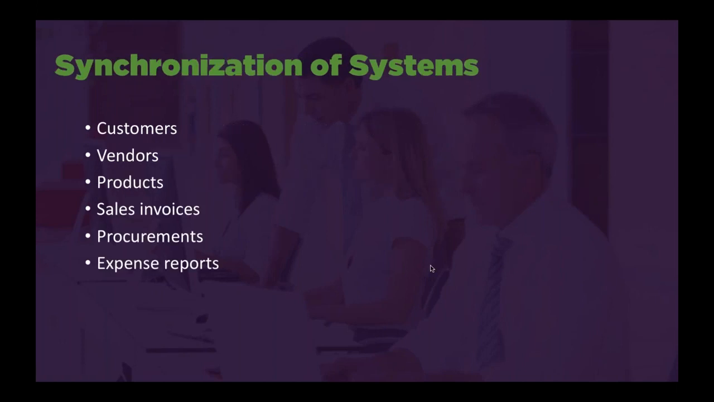Okay. So let's talk about what we synchronize. And this is just the out of the box list. So customers, vendors, products or items, sales invoices, procurement, and expense reports. Now, I want to be extremely clear here. This is the out of the box list of items that we work with. So it does not mean this is all that we can do.